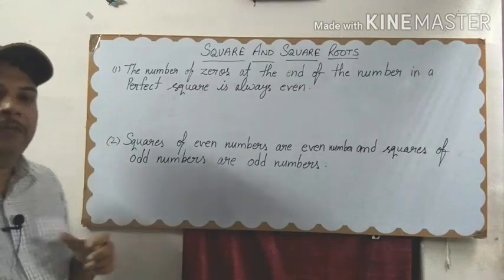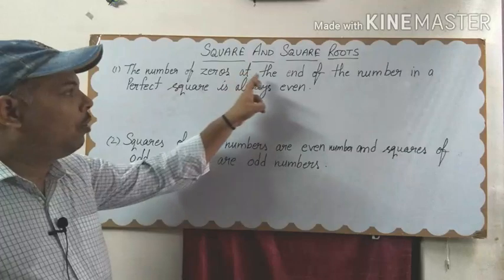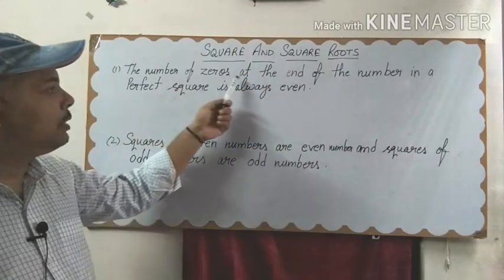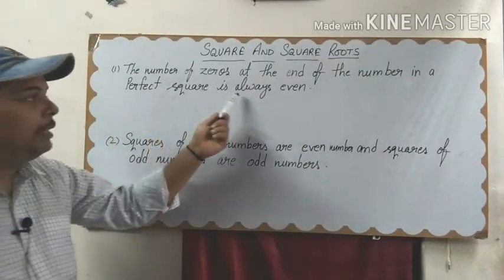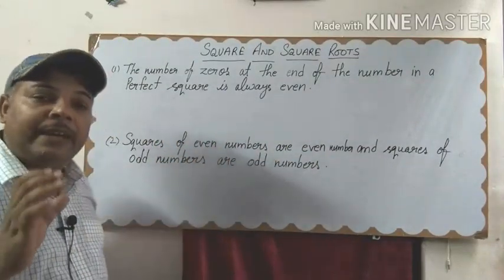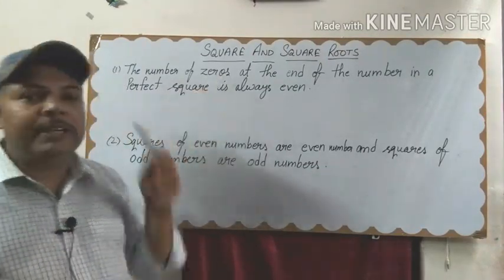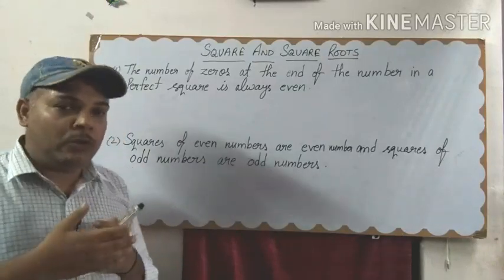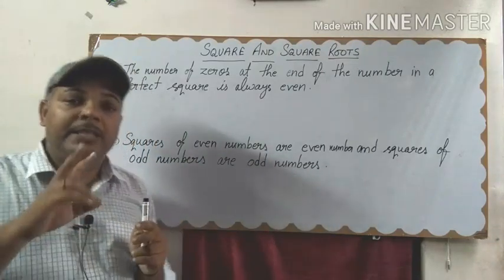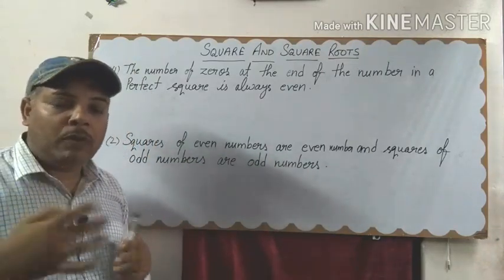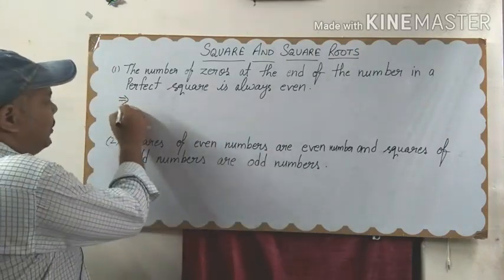The first property of square and square roots is the number of zeros at the end of the number in a perfect square is always even. Means if any perfect square number is given and zeros are at the end, then the number of zeros in that perfect square number will be even. Means either it is 2, 4, 6, 8, etc. Okay, let's see the example.